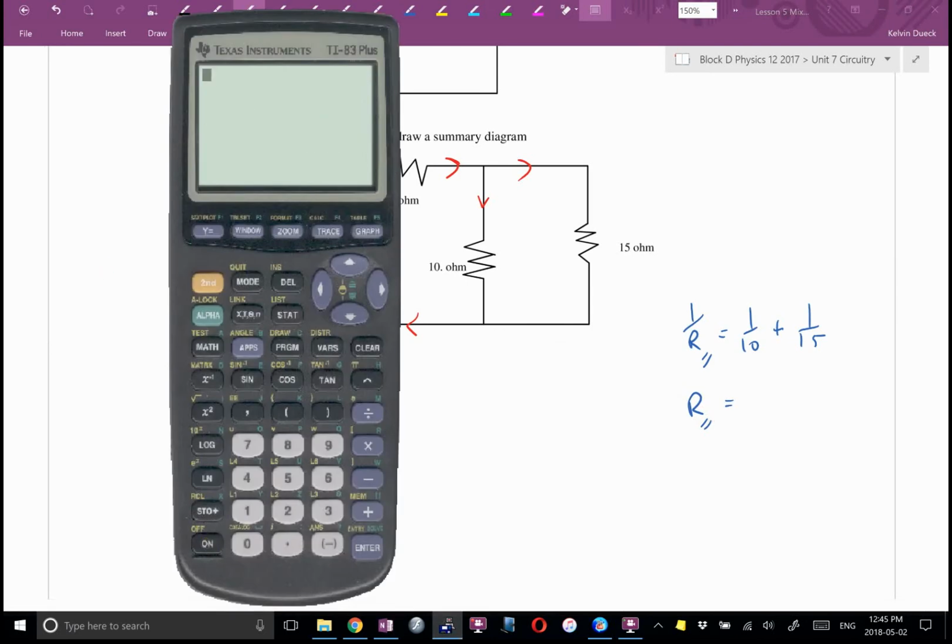Kevin and Mitra and whoever else was away last day, I said to do these, it's best to use your reciprocal button, and you all have one, and this is why it's so handy. So 10 reciprocal button plus 15 reciprocal button equals reciprocal button, and that 10 and that 15 are the same as what?